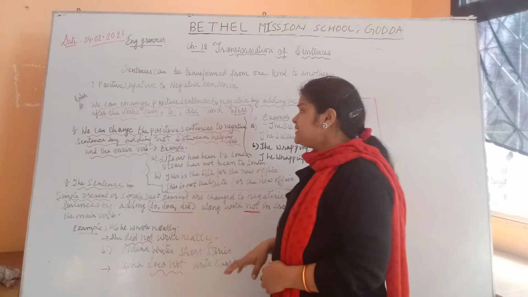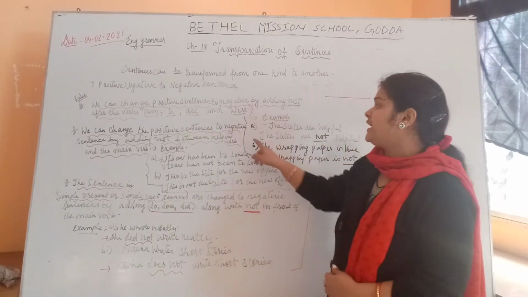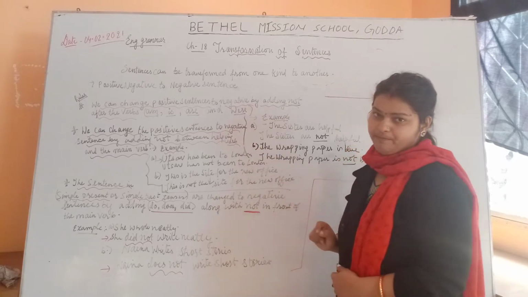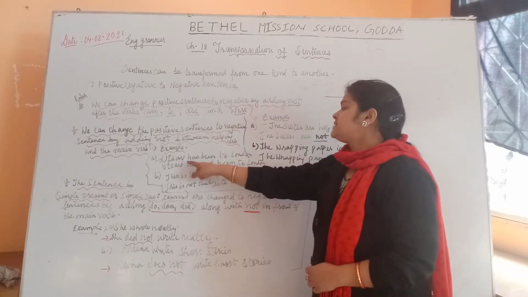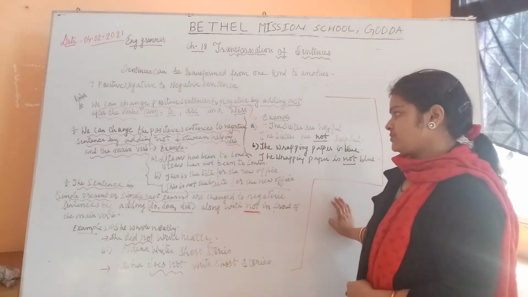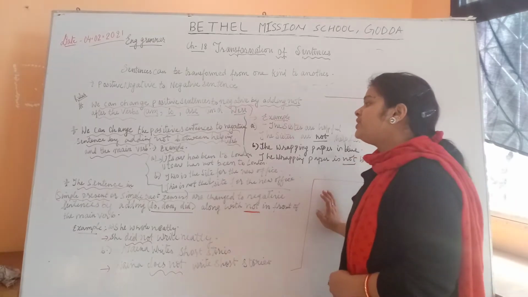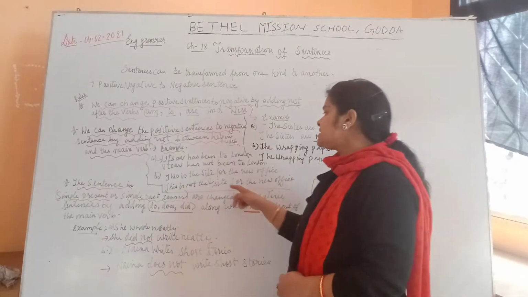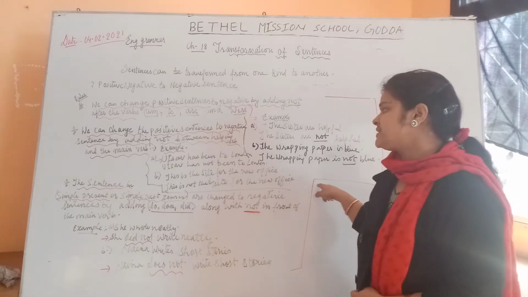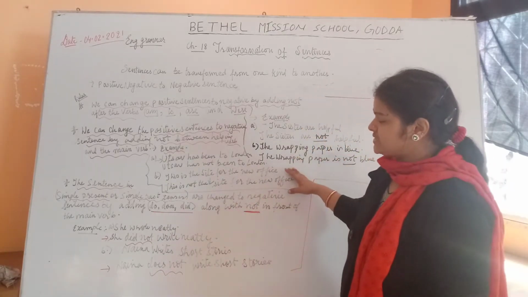Second rule: we can change a positive sentence to a negative sentence by adding not between the helping verb and the main verb. The example: Utsav has been to London. Utsav has not been to London. Not is added between the helping verb and main verb. This is the site for the new office. This is not the site for the new office. I hope you have understood this second rule.